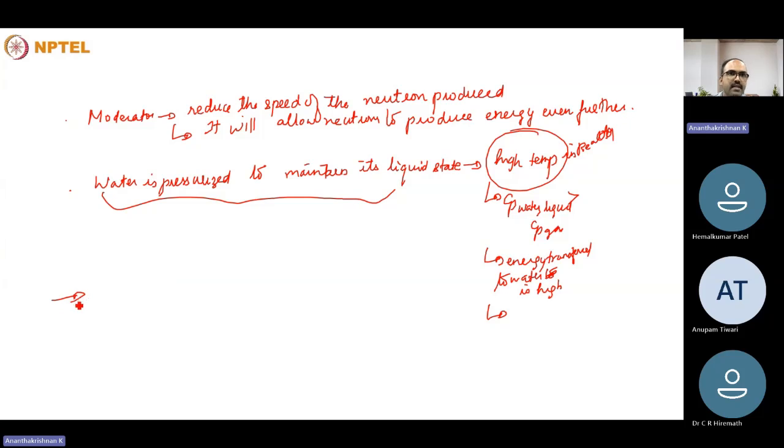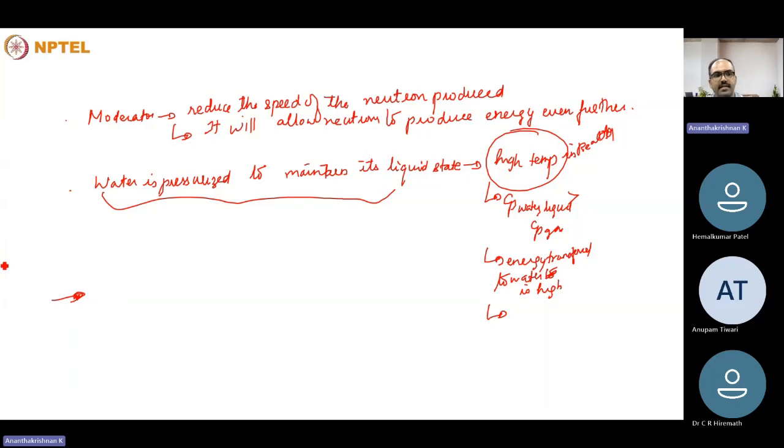There is a secondary water loop that will be taking the heat from this pressurized water, and that will be used for heating of water and then further producing steam for electricity generation.